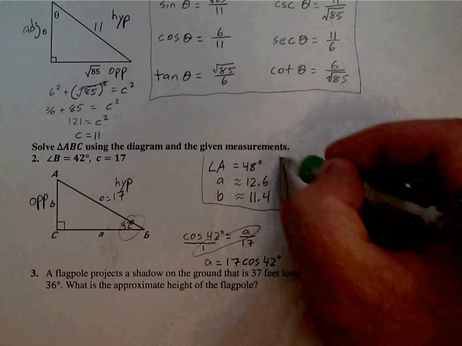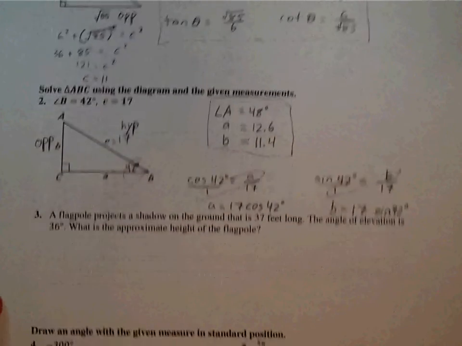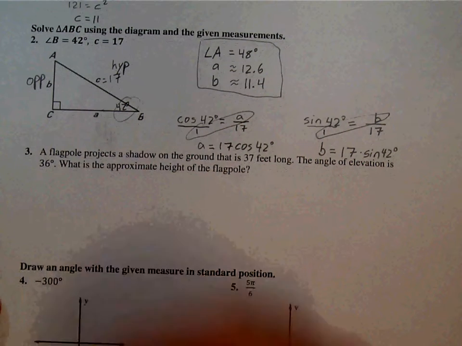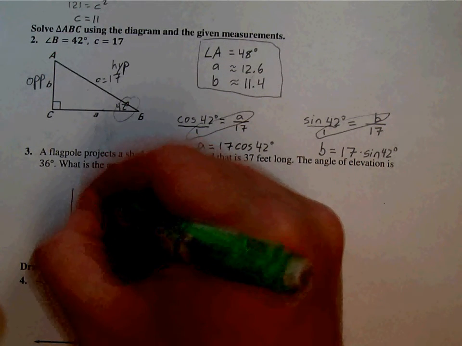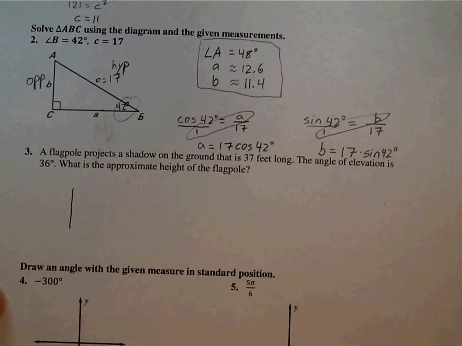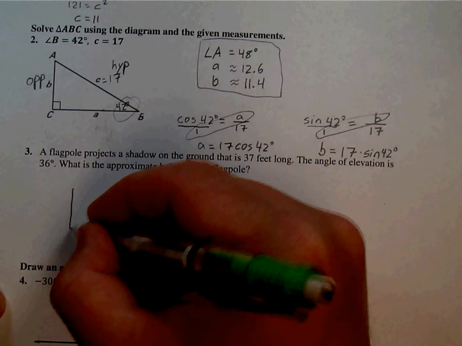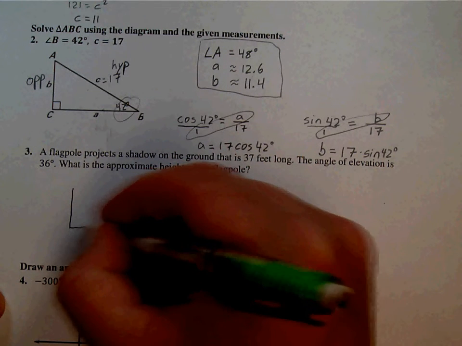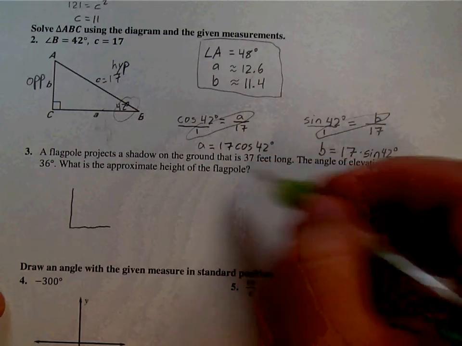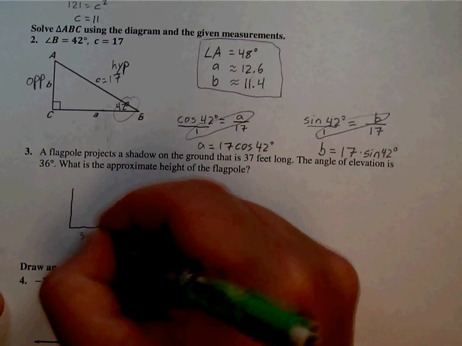So finished with question number 2. Number 3, we have to draw a picture. There's a flagpole, so flagpoles go upright. And I cast a shadow on the ground. So there's a shadow on the ground from, here we'll draw along the ground. Let's say this is the shadow. We know the shadow is 37 feet long.